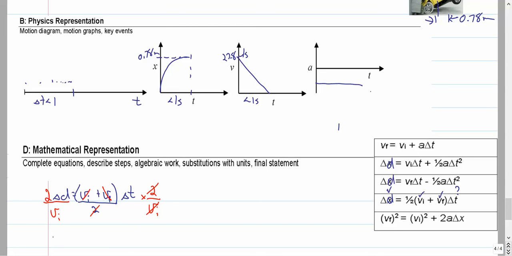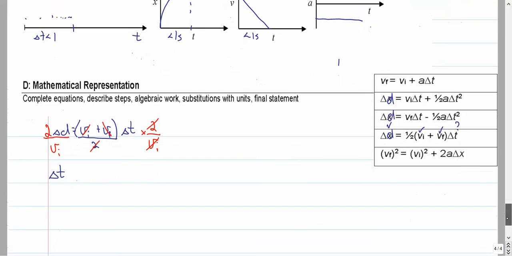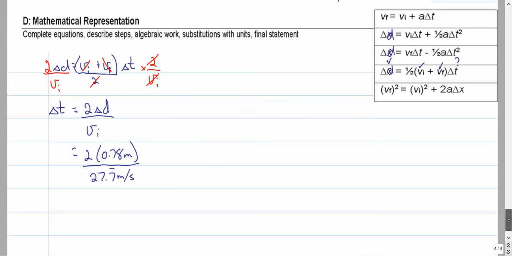So I'm going to rewrite the equation. I'm going to say that my delta T is equal to 2 delta D over VI. And now I can plug in my numbers. My 2 is just 2. My delta D is 0.78 meters. And I'm going to divide by 27.77777 meters per second. When I do that, I find that the time then was 0.05616 seconds. So that kind of meets with our expectation. We have a time that's very, very short, which we kind of expected.